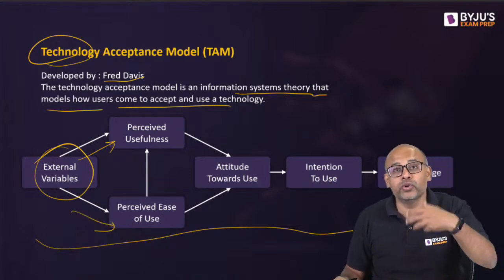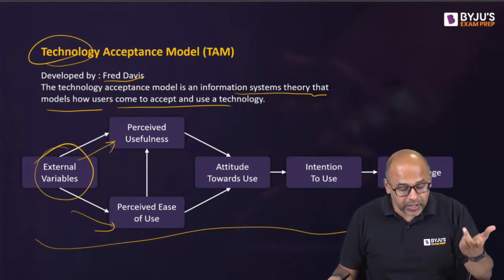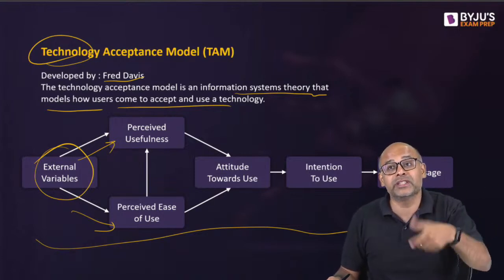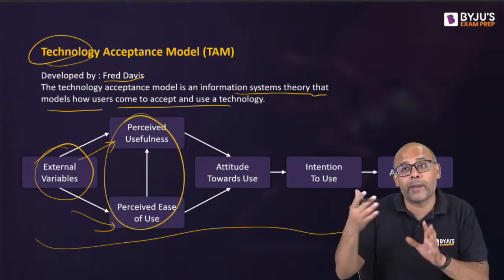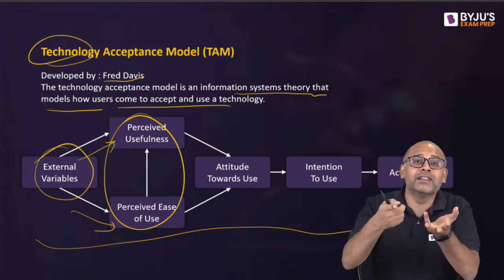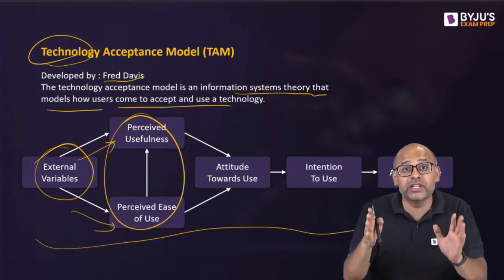So if you want to use something new, either I should feel that it is easy to use, or I should see that it is useful to me. Perceived, not necessarily actual. Perceived means I feel. So either of these two should happen. At least the first step is either I should feel it is easy, or if not easy, if it's difficult, I can agree, provided it's really useful to me. At least I should see these two parts.